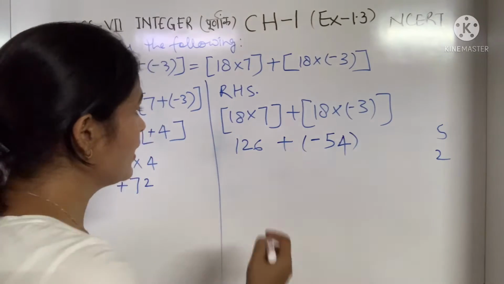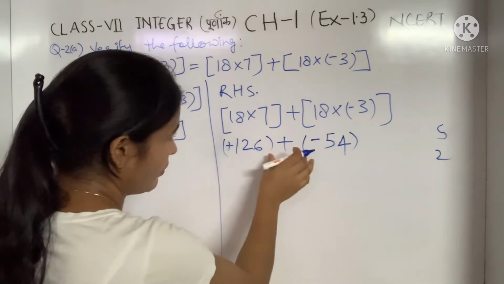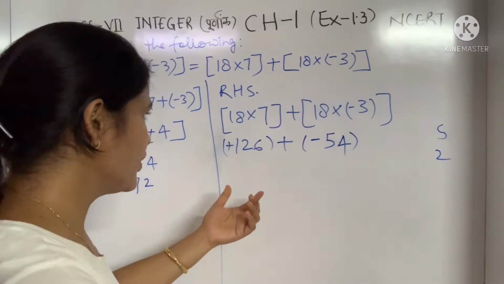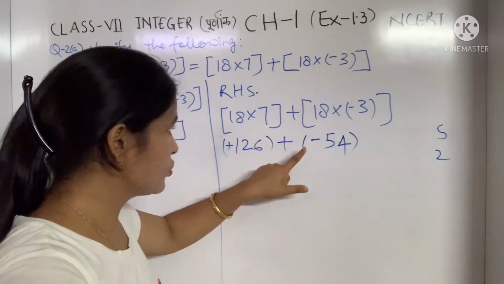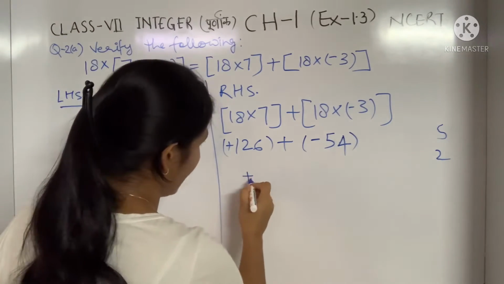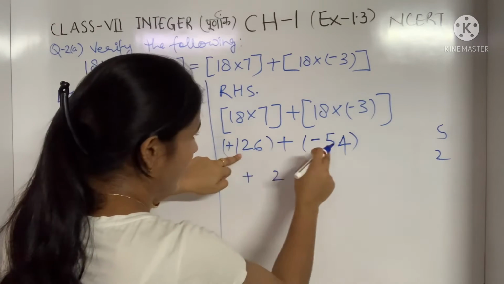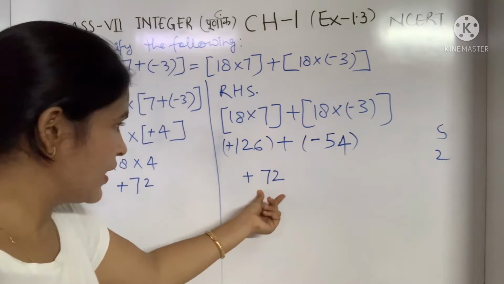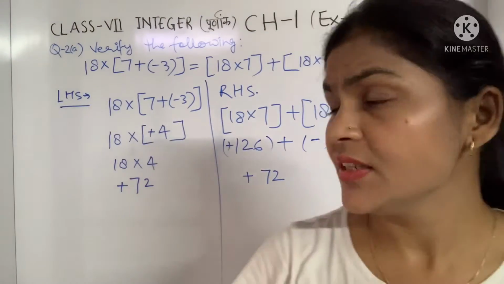Here is the minus sign, and we have to add these two quantities. So plus minus, always subtraction. The operation we perform is subtraction, and the sign we get is always the sign of the greater number. The greater number here is 126, so we get the answer with a plus sign. After subtracting, 6 minus 4 is 2, and 12 minus 5 is 7. So in the right hand side we get plus 72, and in the left hand side we get plus 72. So the left hand side is equal to the right hand side.